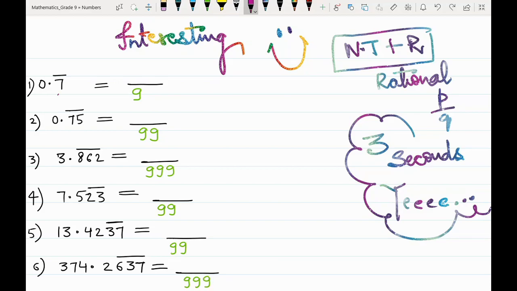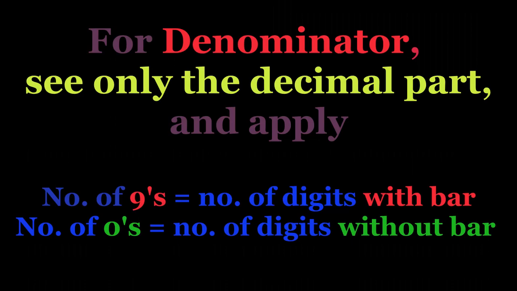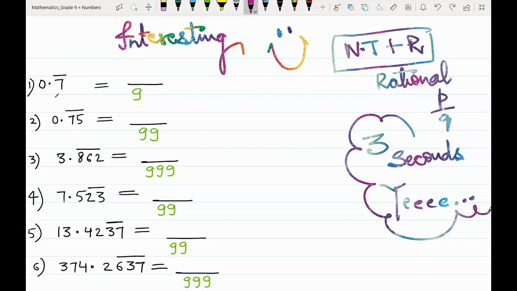Now this denominator is not complete. After these nines, you have to place as many zeros as you have the number of digits without bar after decimal. Number of digits without bar after decimal. So let's check the first question. After decimal, I have only 7 bar. So I don't have any digit which is without bar after the decimal. Just observe the decimal part for denominator. So first example, I have only 7 bar, no other digit which is without bar after the decimal. So no 0 will come in the denominator.